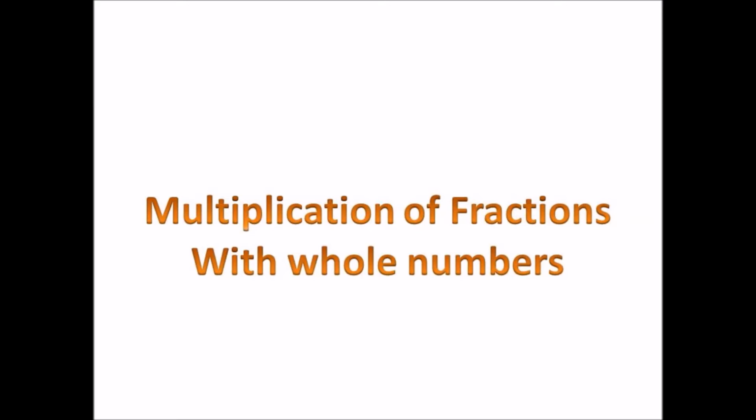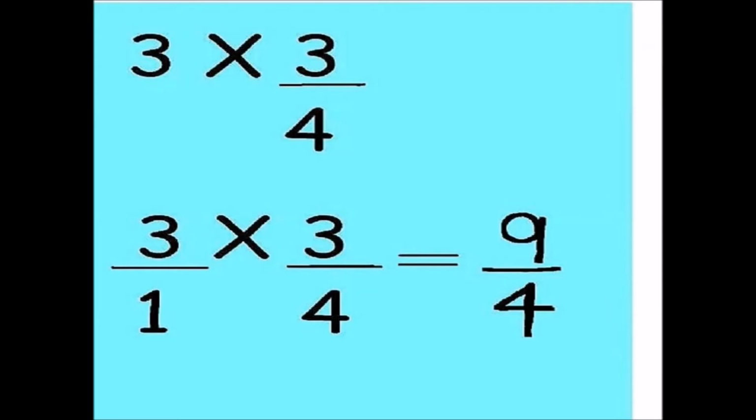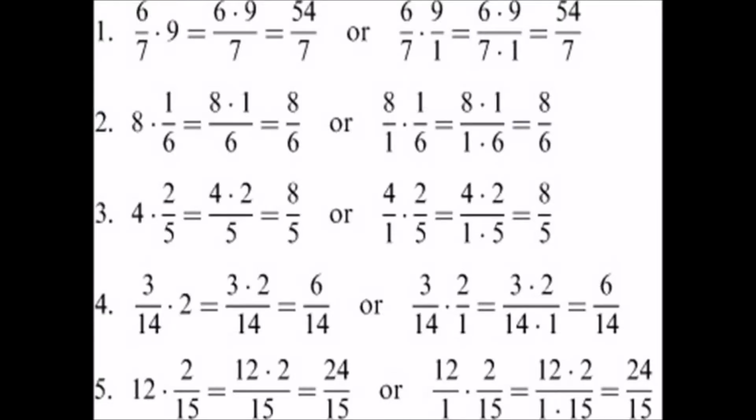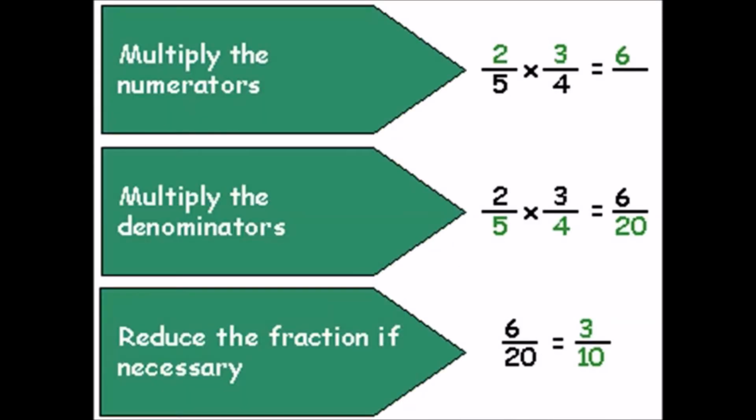Multiplication of fractions with whole numbers. 3 into 3 by 4 will be 3 by 1 into 3 by 4, which is equal to 9 by 4. Here we have to multiply 6 by 7 into 9. We can have 54 by 7.